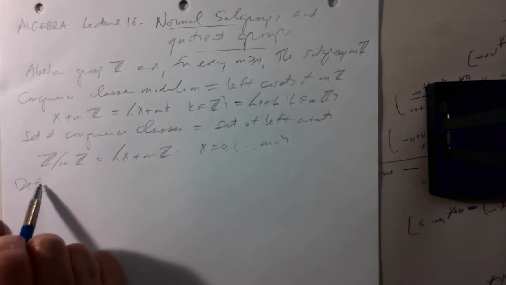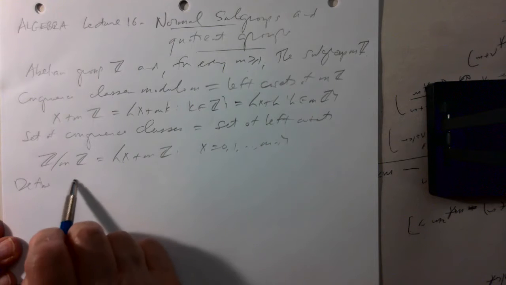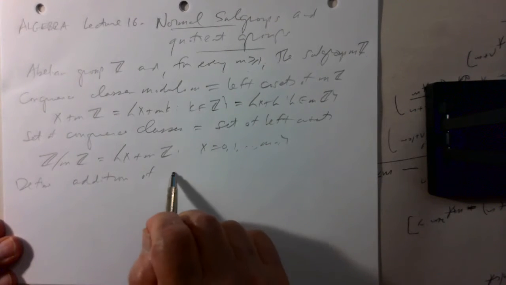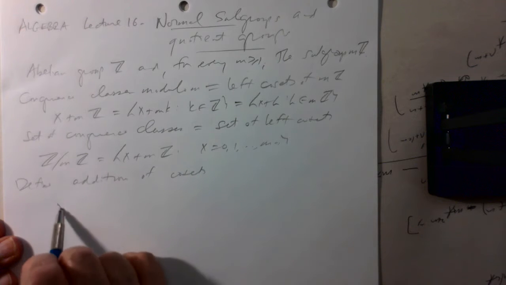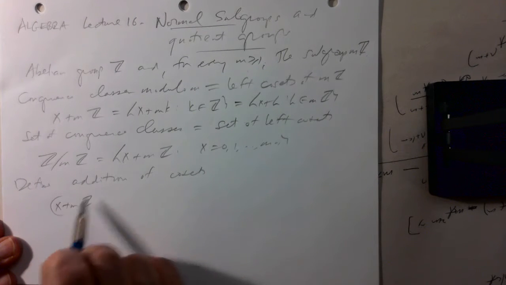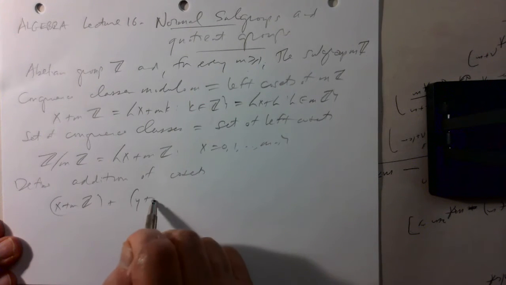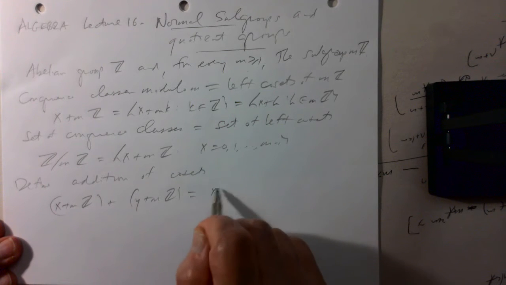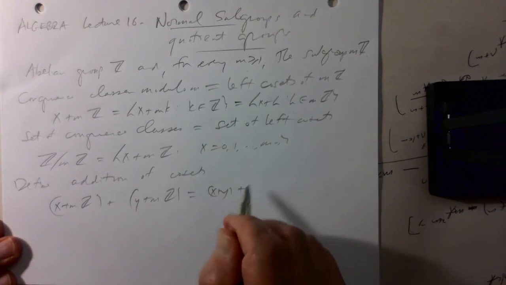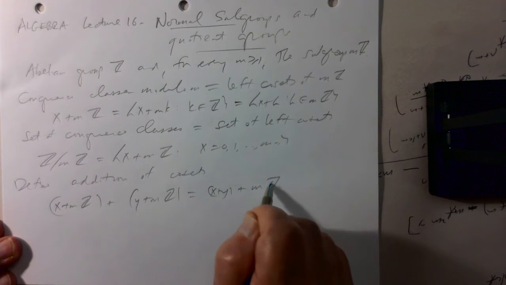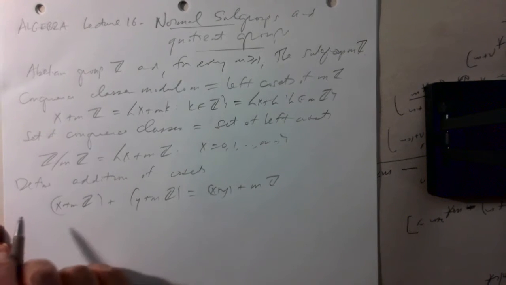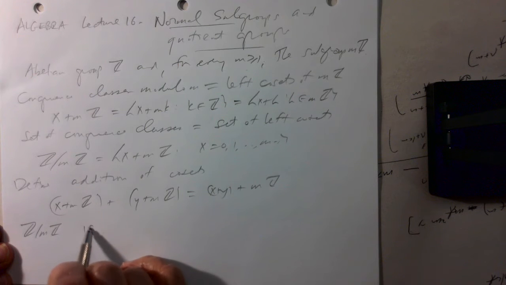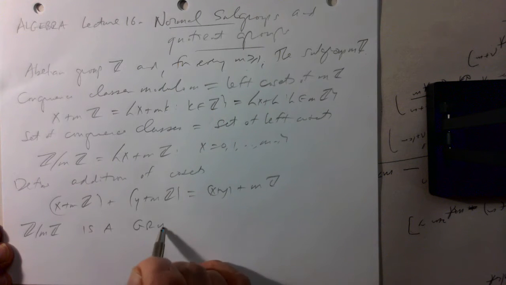And we were able to define addition of these cosets, x plus mZ plus y plus mZ. The sum of these two congruence classes or cosets is the congruence class or coset x plus y plus mZ. And with this addition, Z mod mZ is a group.